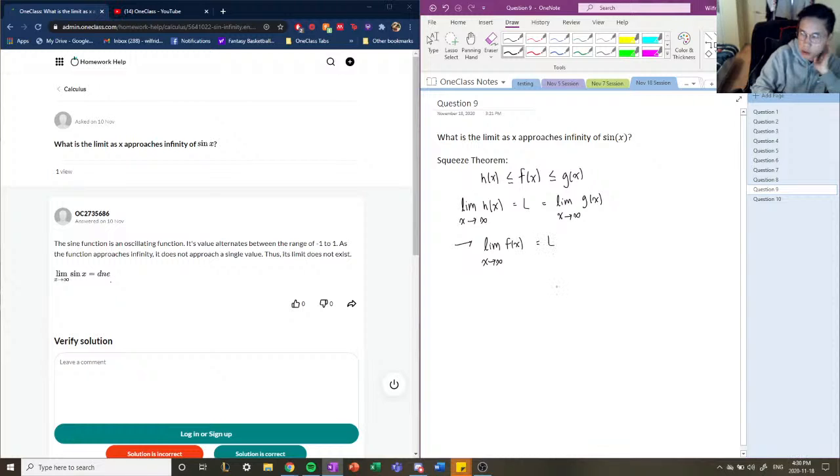So this is what the squeeze theorem suggests, also called the sandwich theorem, okay? So we're going to use this theorem to try to find the limit of sine x. If the limit as x approaches infinity of h of x and the limit of g of x as x approaches infinity do not equal the same number, that means the limit does not exist.